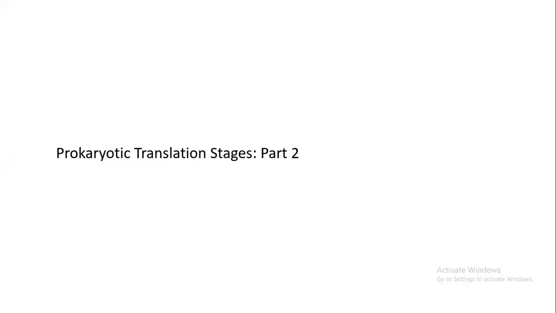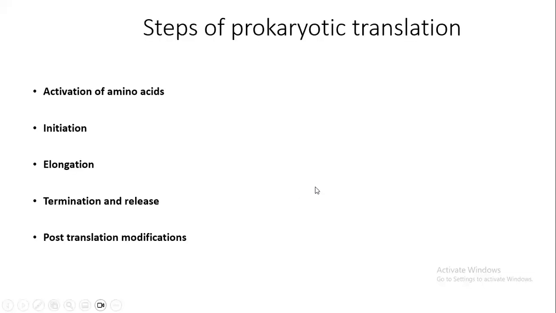Hello students, in today's class we are going to learn about different stages of prokaryotic translation process. So prokaryotic translation can be briefly divided into 5 stages: activation, initiation, elongation, termination and post-translational modification. So per se, these 4 stages will represent the actual stages of the actual translation process, while post-translational modification are basically the changes that happen in the protein once the translation process is completed.